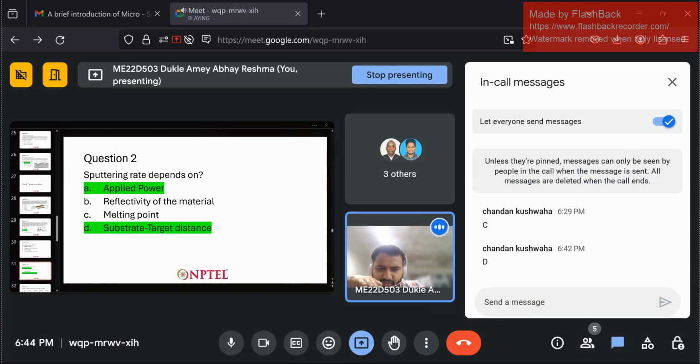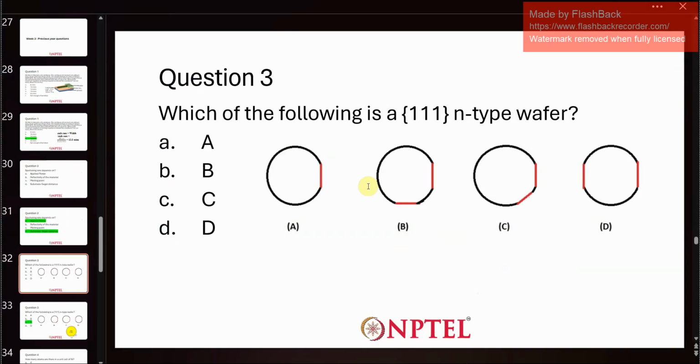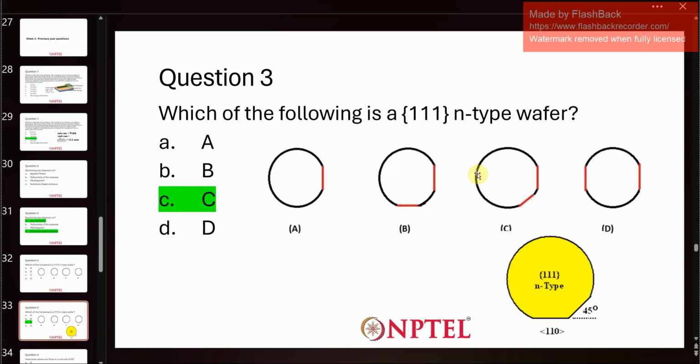This is fairly fundamental. We discussed this question earlier as well. Which of the following is an N 111 N-type wafer? Be careful, understand everything, remember these things are very confusing, so keep that in mind. P-type 111 is basically only one flat at 6 o'clock. N-type 111 is basically 4 to 5, so you can remember it as 4 5.